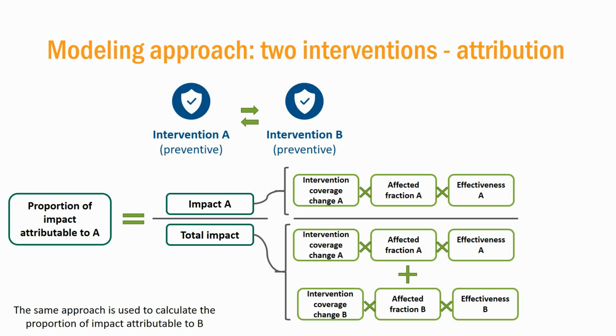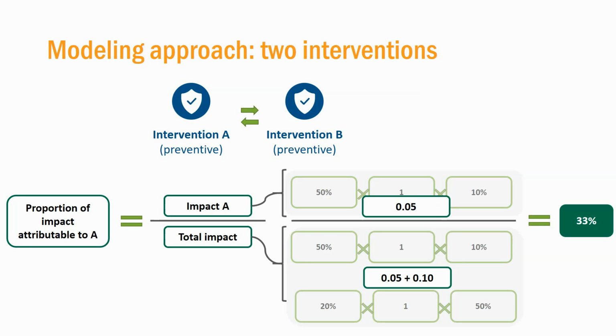And now we want to calculate the proportion of the impact that is attributable to A. So in order to do that, we will do a division of the impact of intervention A divided by the total impact. The impact of intervention A, we've already seen it: the intervention coverage times the affected fraction times effectiveness. And then the total impact is the sum of the impact of A plus the impact of B. As we've said before, the affected fraction is 1 in all cases, so we can essentially disregard it for our purposes. And if we run that with the numbers, we come to the conclusion that the proportion of impact that's attributable to A is 33%.